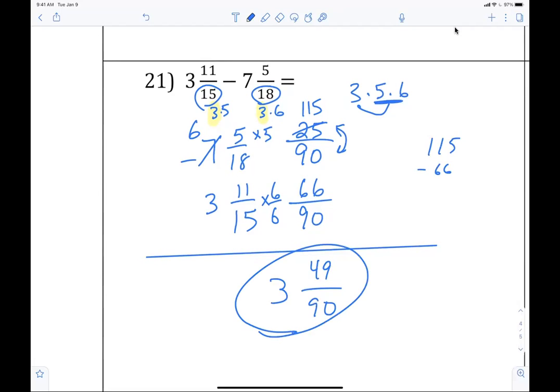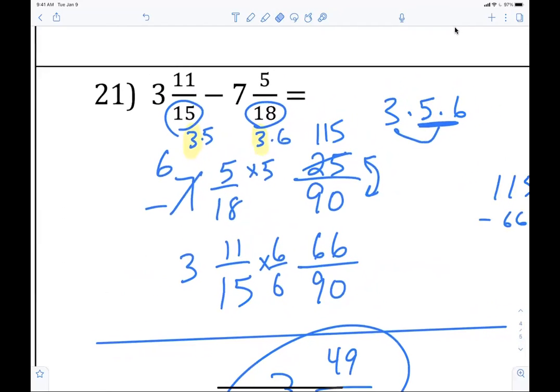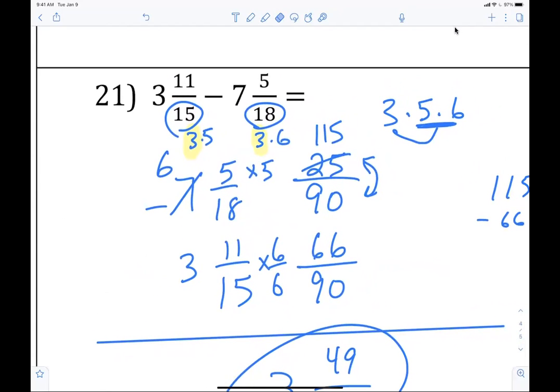What's the trick to finding what you should multiply by? Okay, that's a really good question. So look right here. Everybody think back over here now. Do you know 15 is 3 times 5, right? But over here, 3 times 5 times 6 is my common denominator. So what's missing? The 6 is missing. So that's how I knew to multiply the 11 by 6.